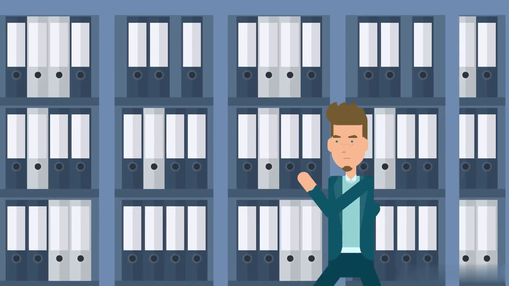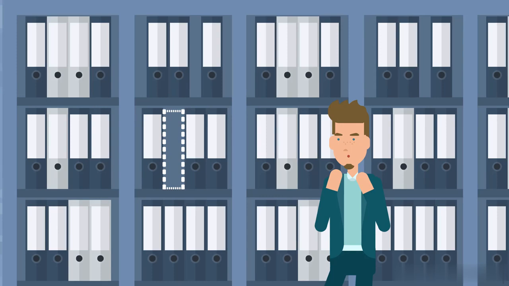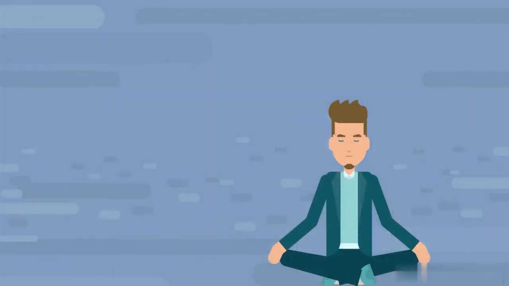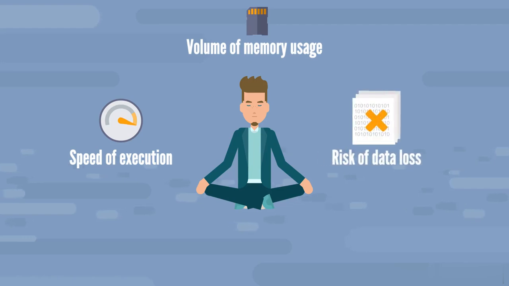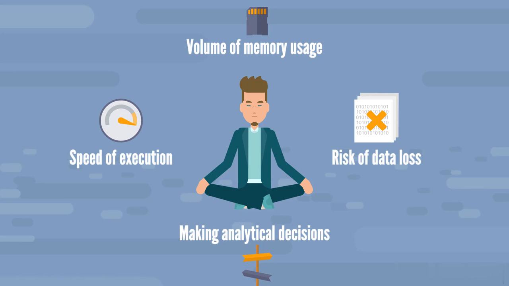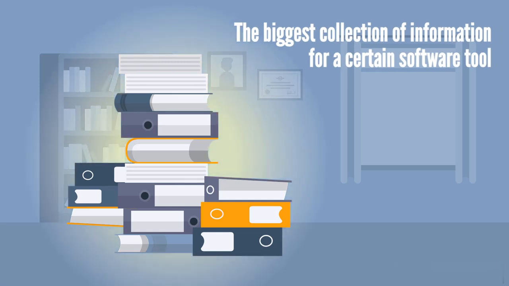In addition, other powerful tools of Python may actually be missing from its documentation. For instance, you will always have to balance between speed of execution, volume of memory usage, risk of losing your data, and making analytical decisions, while information for these and other factors might not always be present. To sum it up, it turns out that the documentation is the biggest collection of information for a certain software tool that is available out there.